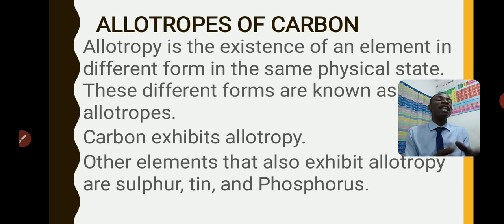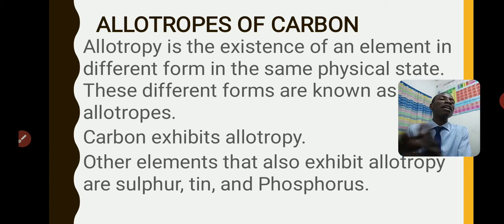Elements also behave like that, though not all elements. Some selected elements behave like that, and carbon is part of them. Carbon as an element can exist in more than one form, that is, in different forms in the same physical state. For example, carbon can exist as diamond. That shining diamond that you are looking at is carbon, and carbon can also exist as graphite. That very dull substance is also carbon.